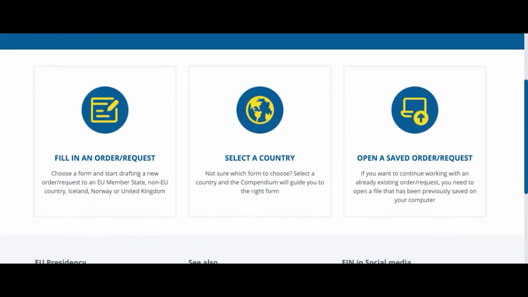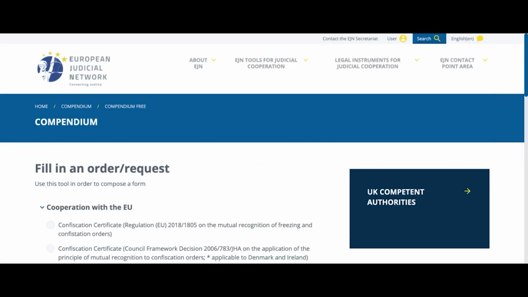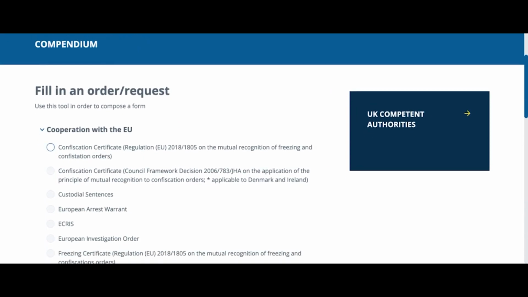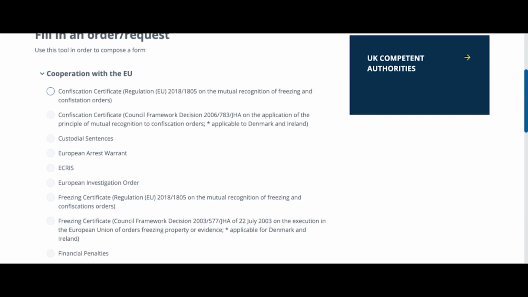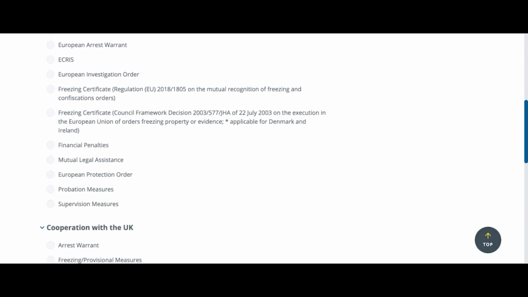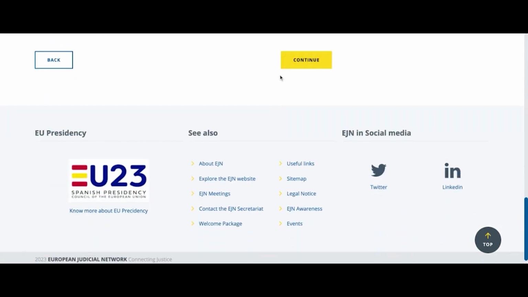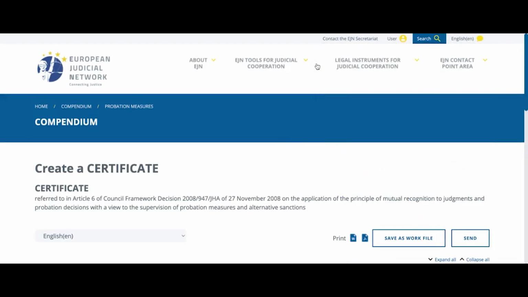and we have different options. We can go to fill in an order or a request. Here we have different tools and different possibilities. In our case, we need to find the possibility that involves the framework decision 947, which is the probation order. So we need to scroll down, we select probation order, and then we click continue.